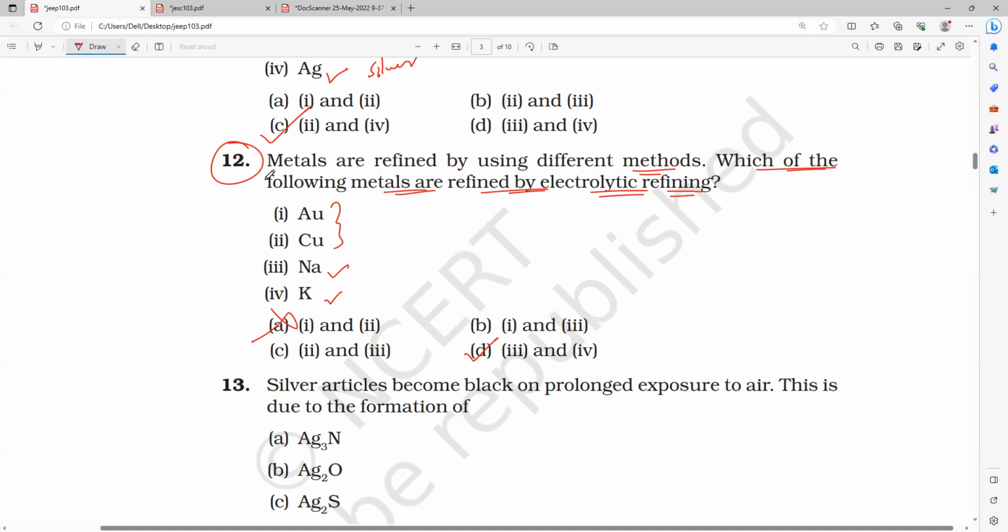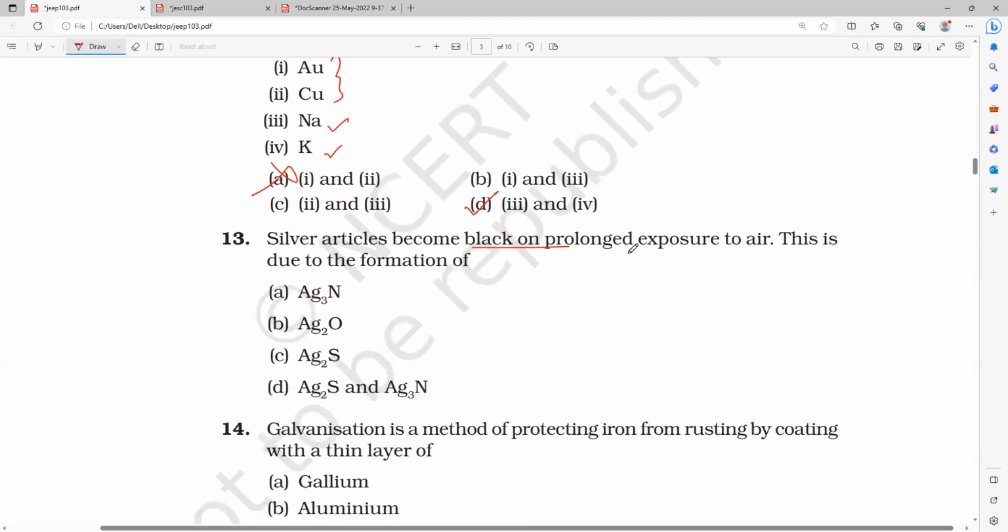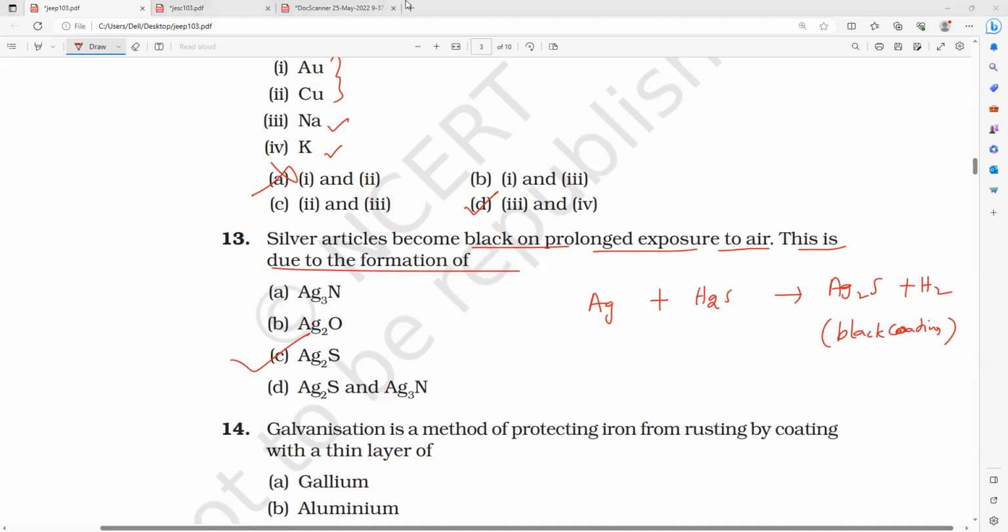Next, the silver articles become black on prolonged exposure to air. This is due to the formation of... silver only reacts with what? We all know, we have studied that. Sulfur. Sulfide. So silver reacts with H2S to form Ag2S plus H2. So this is the color we used to call a black coating. Understanding, all of you? Only 3 equations for corrosion. So what is the correct option? Ag2S, option C. Let's make it.